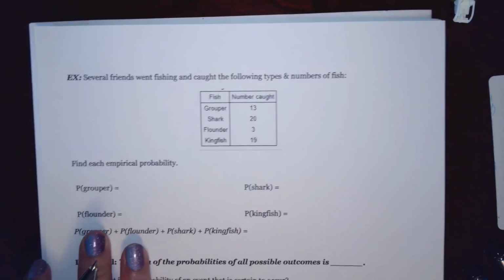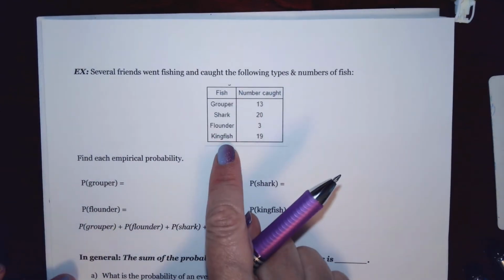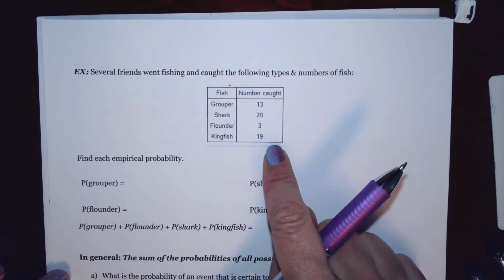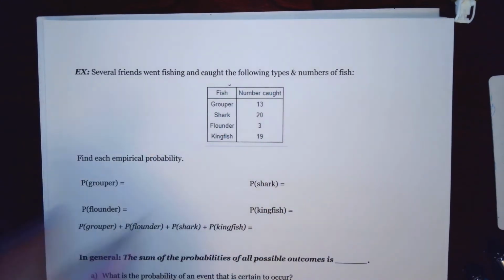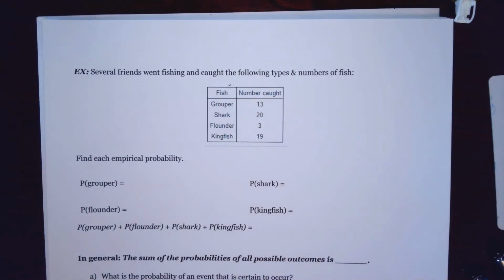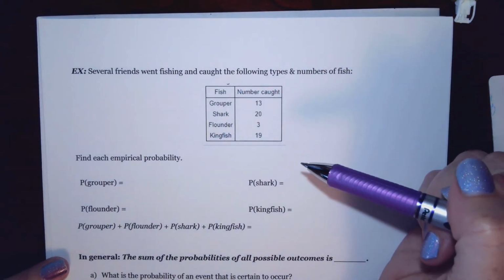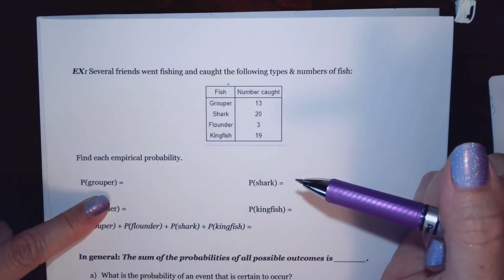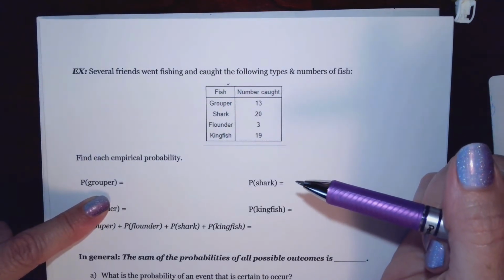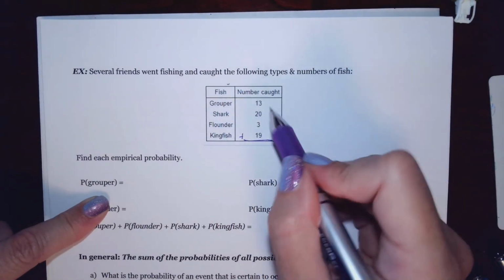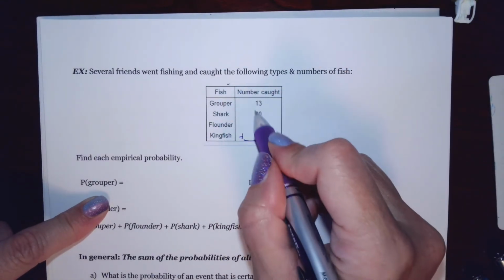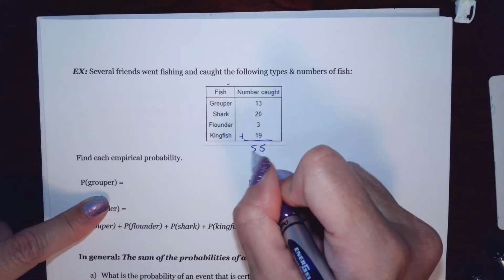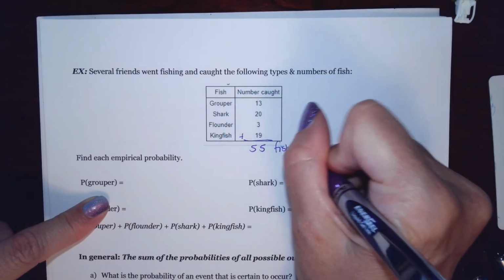Several friends went fishing, and they caught 4 different kinds of fish, and this is how many they caught of each type of fish. So we're asked to find some empirical or experimental probabilities. These are experimental probabilities because they're based on an experiment, on them actually catching fish and on the reported numbers that they caught, which means that we need to know the total number of fish that were caught so we can put that in our denominator. So let's add those all up and see what we get. We have 55 fish total.